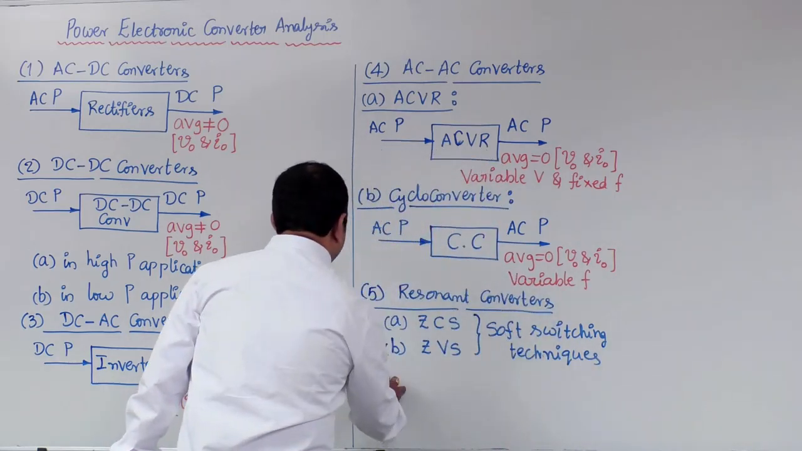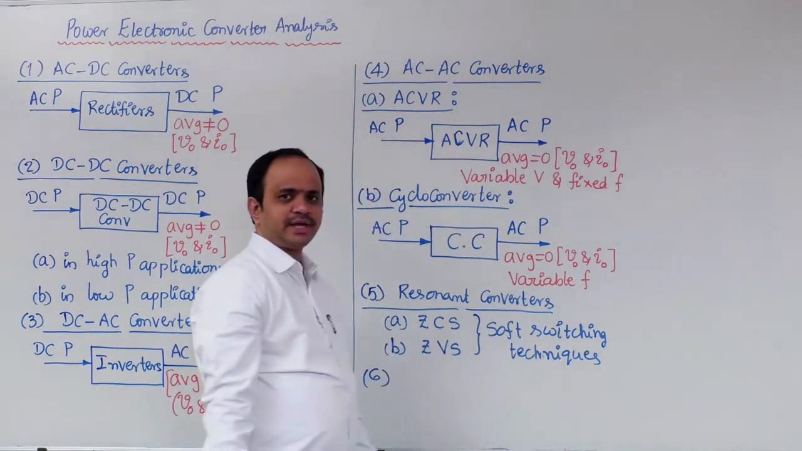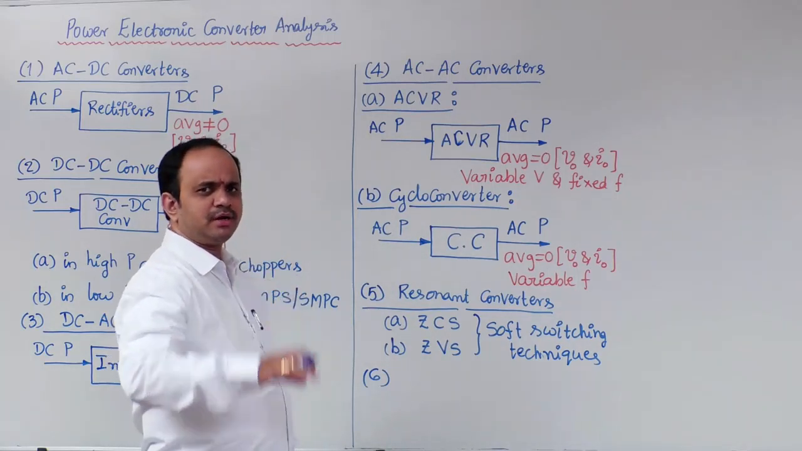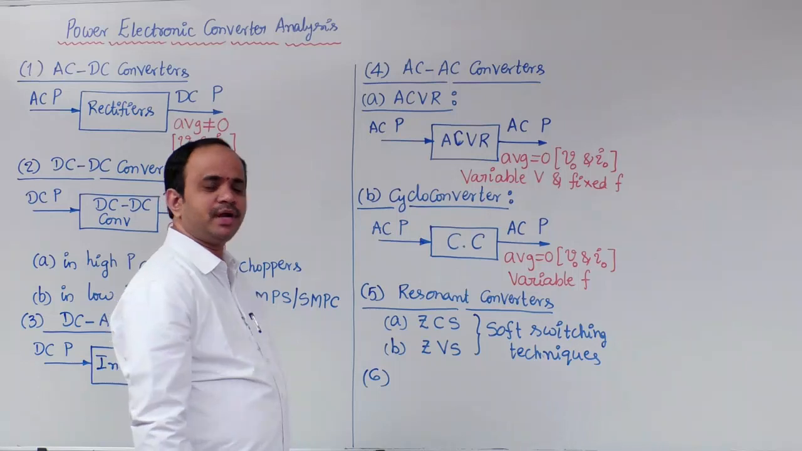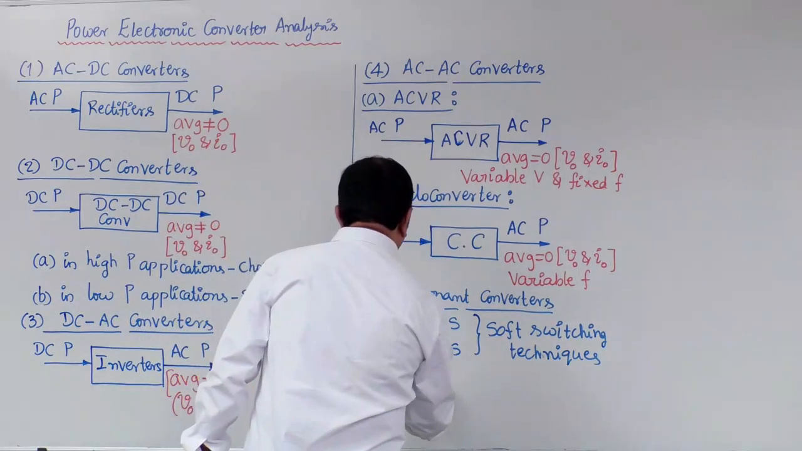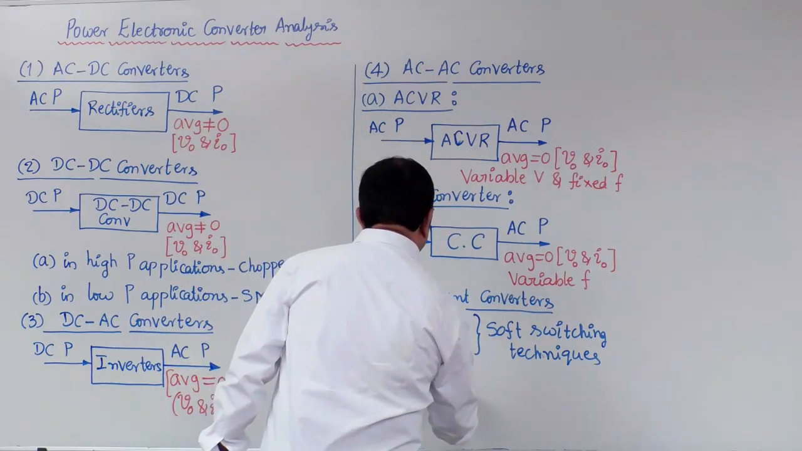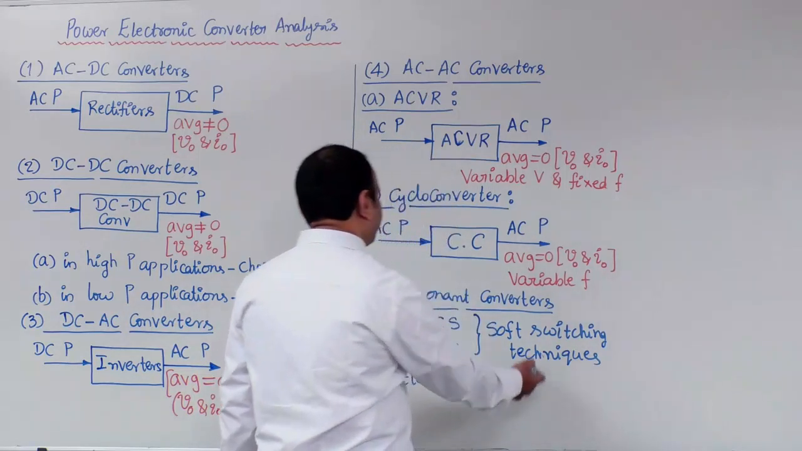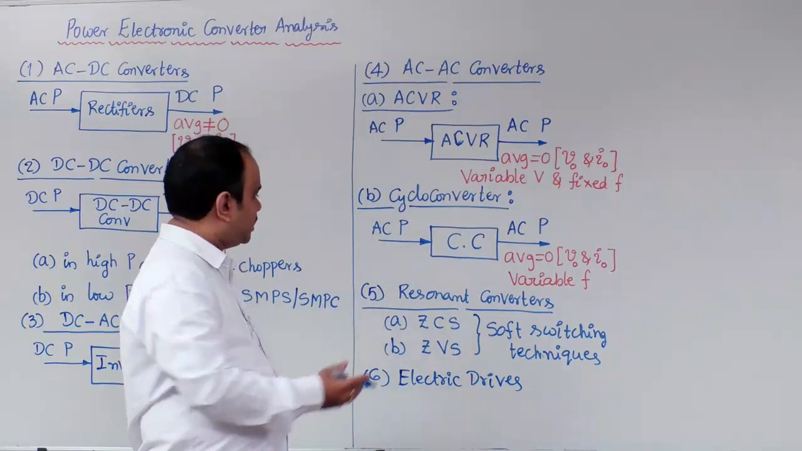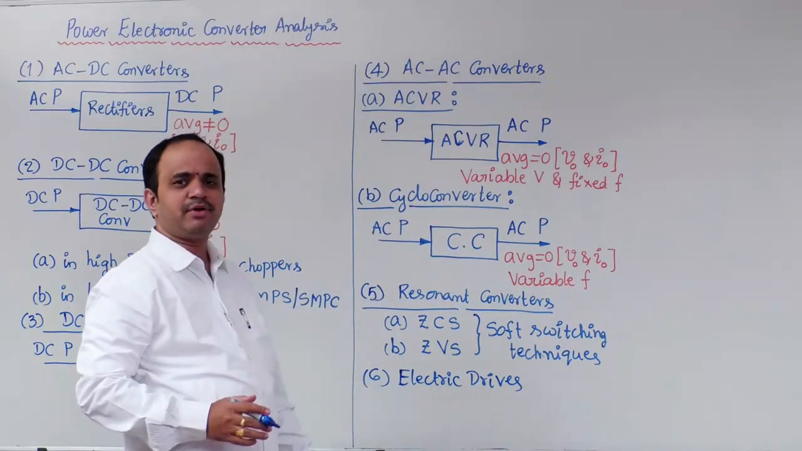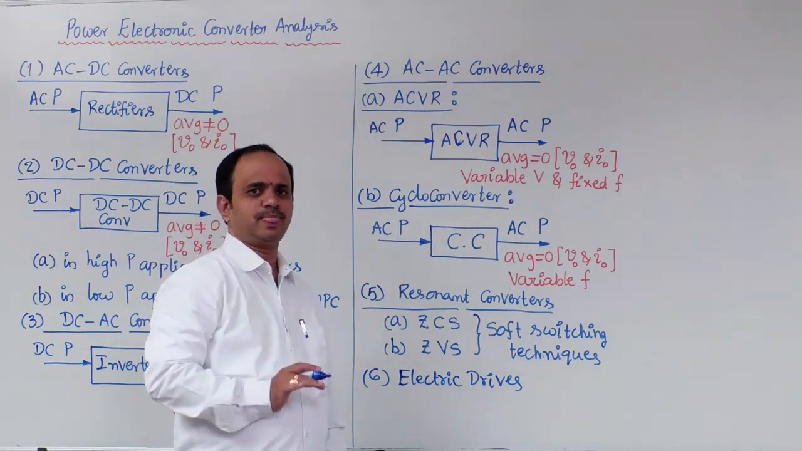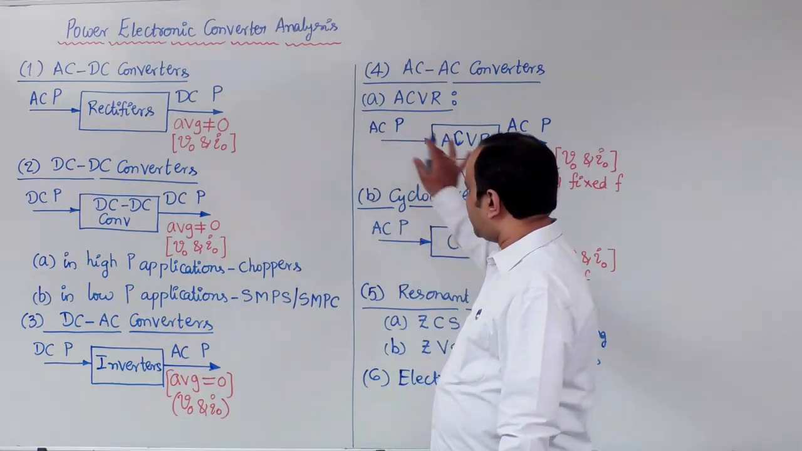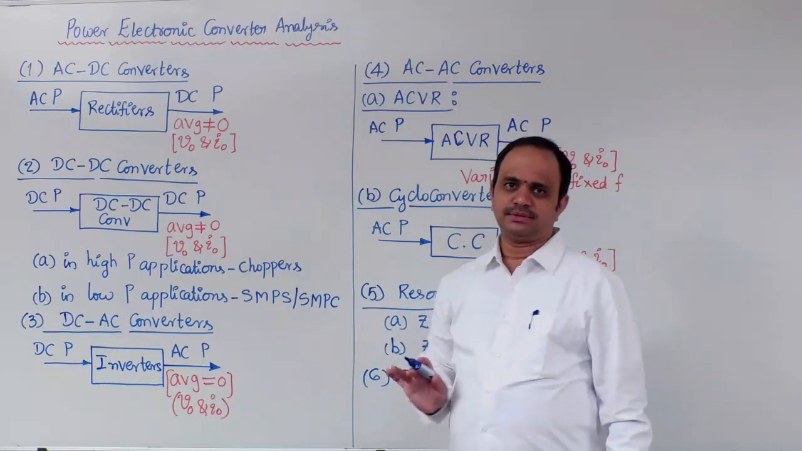Okay. The sixth one, basically it is not a converter, it is an application of power electronics, but a very popular subject title: power electronics and drives. Therefore, let me write here itself, electric drives. Depending on the application and machine to machine, different types of these power electronic converters will be used. Okay, so this is about the total power electronic converter circuits, right?